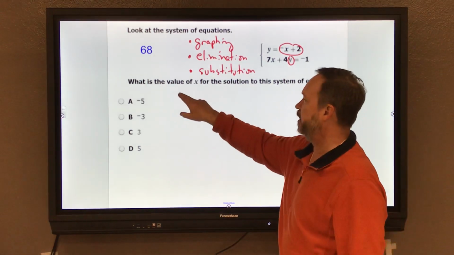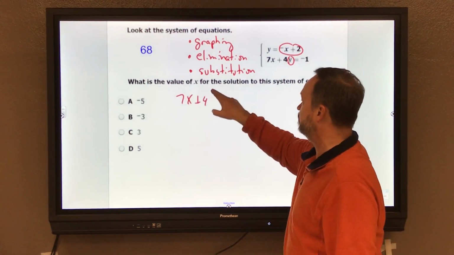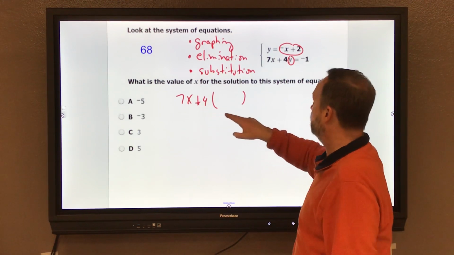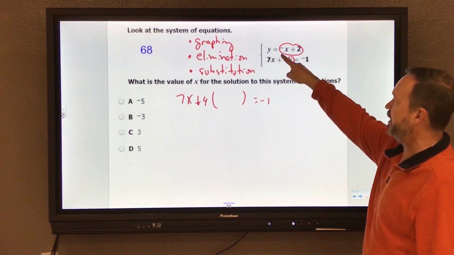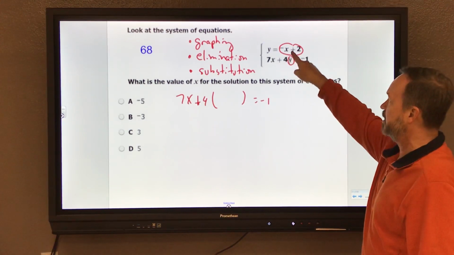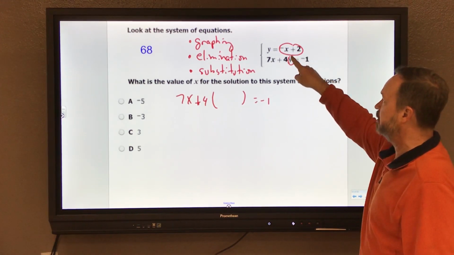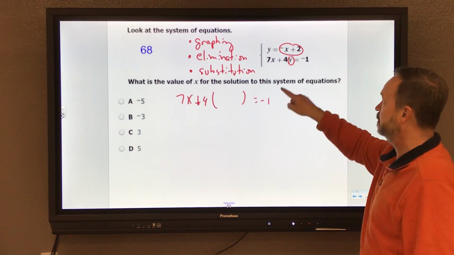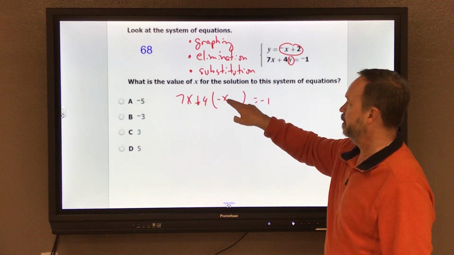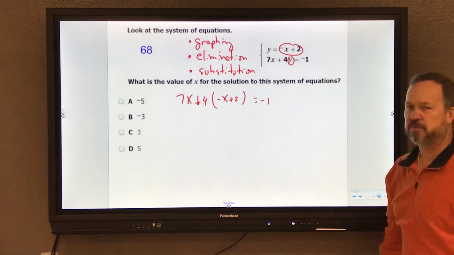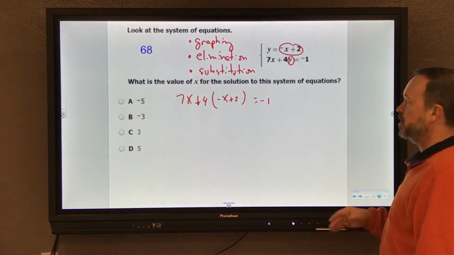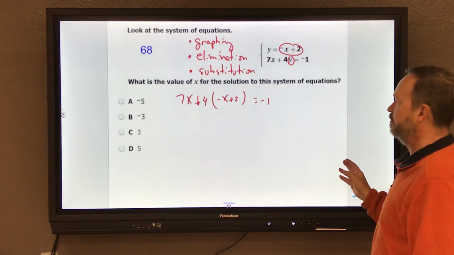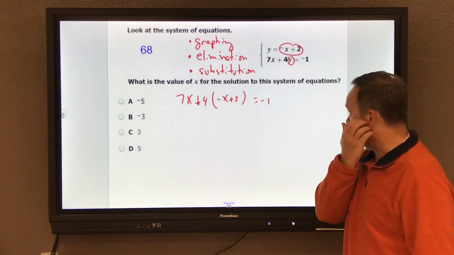So when we do that, we have 7x plus 4 times what y is, equals negative 1. Do you see what I'm saying? If y is that, then you can put what y is where y is. And now, how many different variables do you have? Just one. It's just x. The y is gone. So that's substitution. We don't have the y to deal with anymore in this problem.